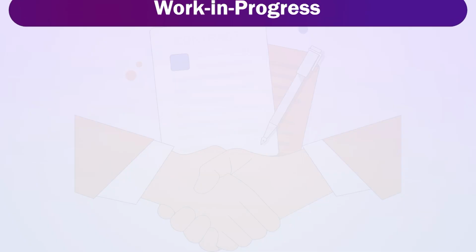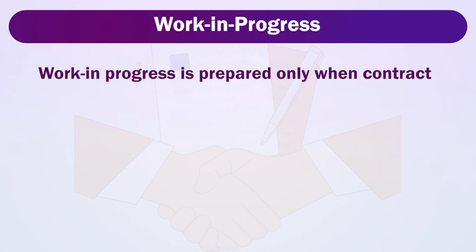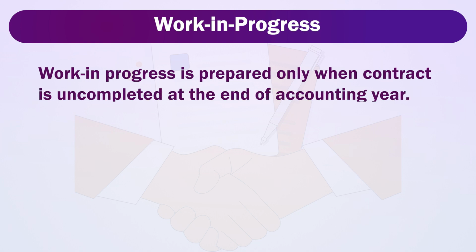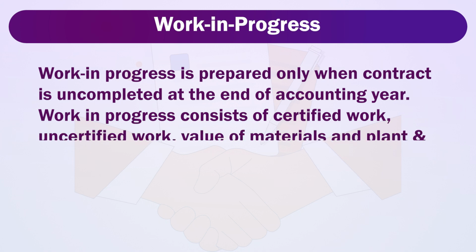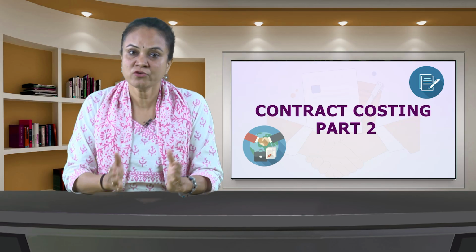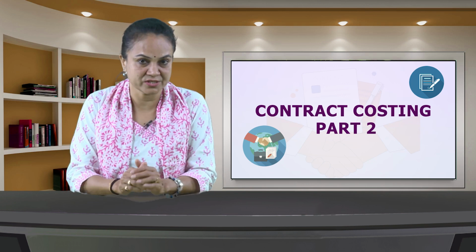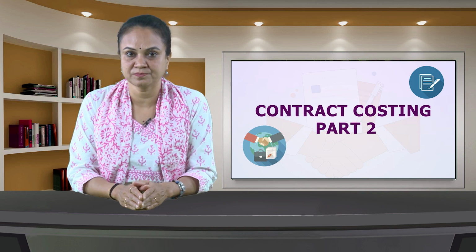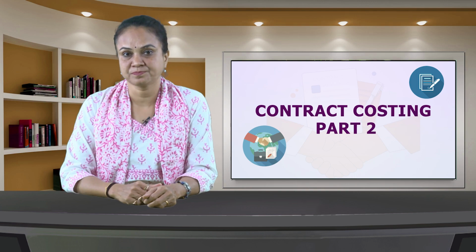Let's understand the third terminology, work in progress. Work in progress is prepared only when the contract is uncompleted at the end of the accounting year. Work in progress consists of certified work, uncertified work, value of materials and plant and machinery on site at the end of the accounting year. The value of plant and machinery will be after consideration of applicable depreciation, that is written down value. Accounting entry will be passed at the end of the accounting year.